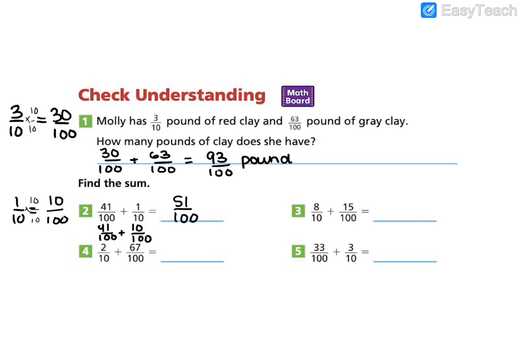Let's take a look at number 3. We have 8/10 plus 15/100. We need to rename 8/10 in hundredths. I know I'm multiplying my denominator by 10, so I must also multiply my numerator. So I know that 8/10 is equal to 80/100, plus 15/100 will give me 95/100.